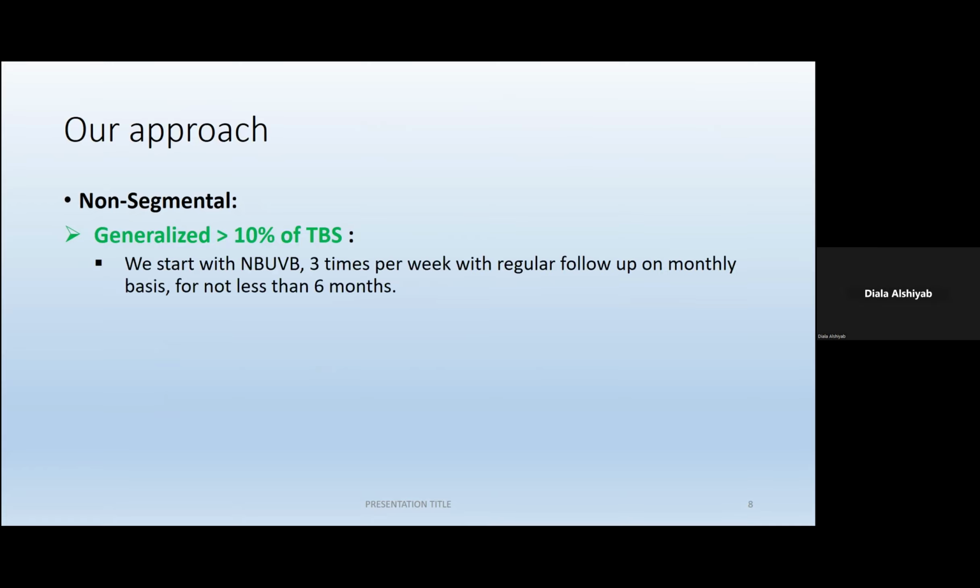Then what is our approach? We start usually with narrowband UVB that is given 3 times per week with regular follow-up on a monthly basis. And this is not given for less than 6 months duration. And this is better to be given in combination, because combination is always better than monotherapy.